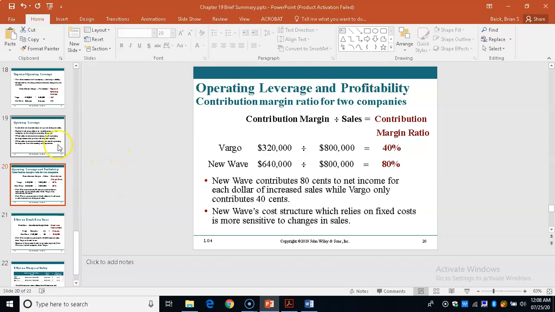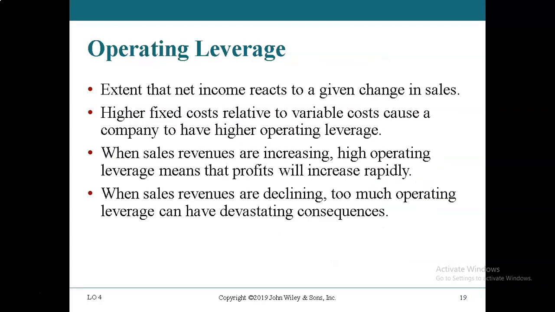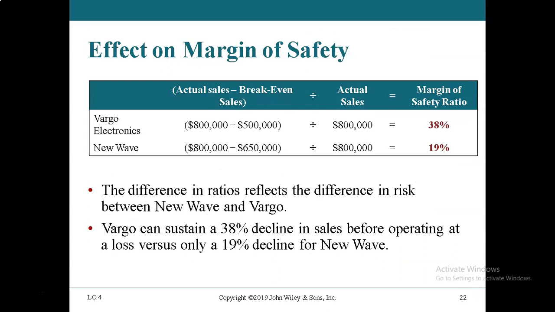How do you measure degree of operating leverage? You take your contribution margin divided by your net income. Okay, so this last slide is just computing your margin of safety. You can look at this yourself. But remember, margin of safety means how much extra you have above your break-even. Okay. So this concludes Chapter 19. If you have any questions, please let me know.